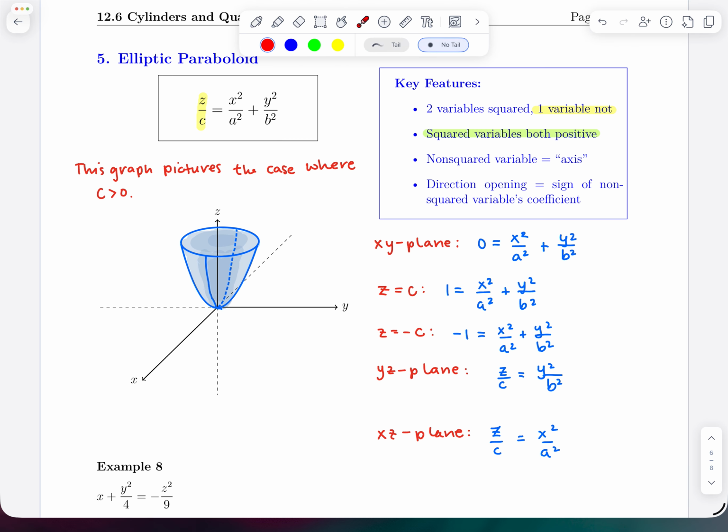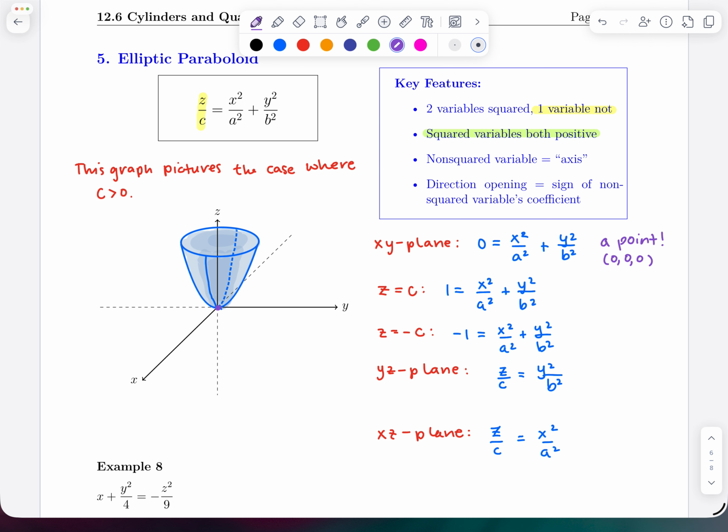When I am in the xy plane, that means z is 0. And if z is 0, I'm basically just saying 0 is equal to x squared over a squared plus y squared over b squared. Now we've talked about this term before. This is a sum of squares, so it's greater than or equal to 0. So the only way it is equal to 0 is if x and y themselves are 0. And so what we get here is just a point, namely the origin. That's why we're seeing this point here on the graph. So this is the point (0, 0, 0).